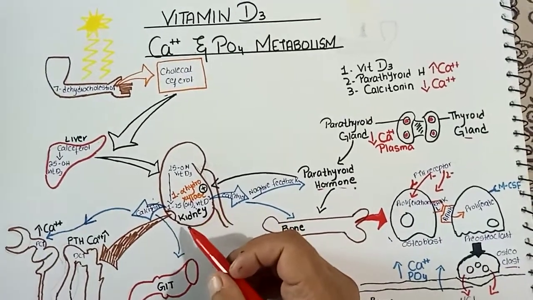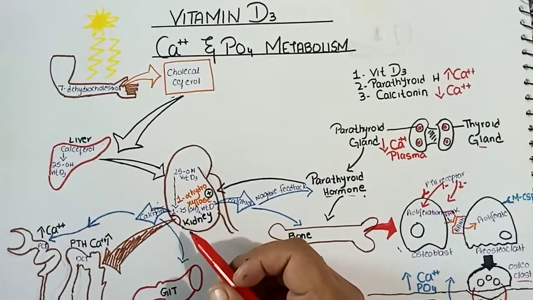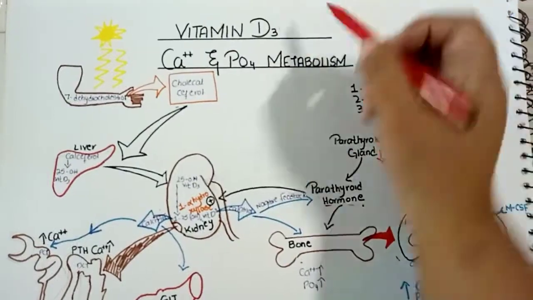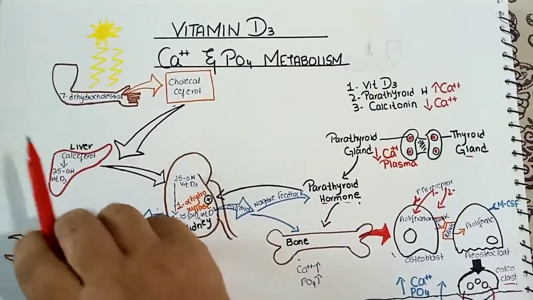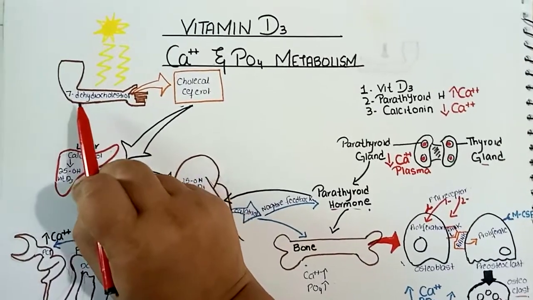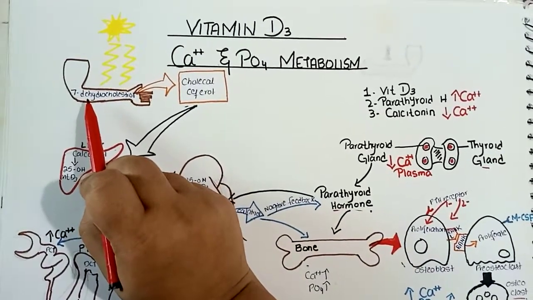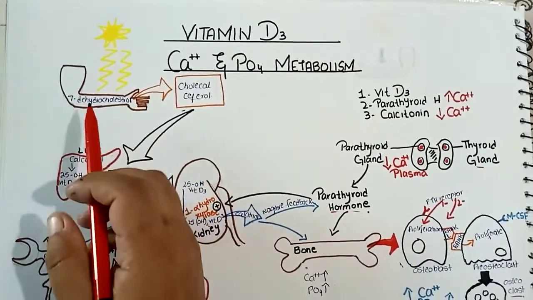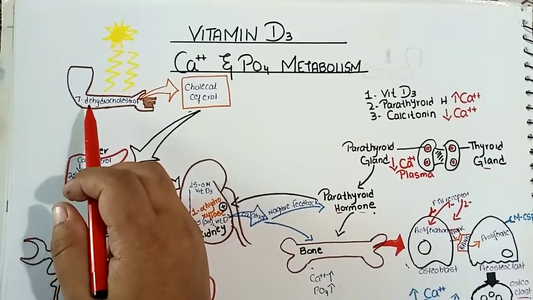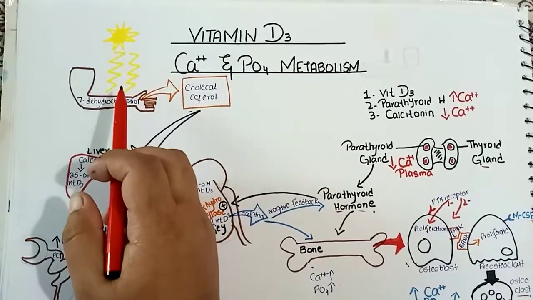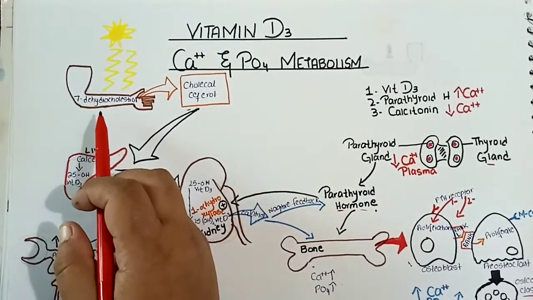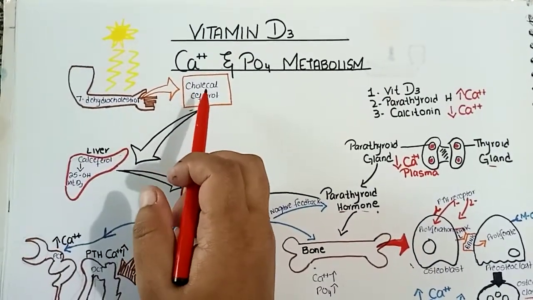But first I will explain how the synthesis of vitamin D3 occurs. The synthesis of vitamin D3 starts within the skin, because within our skin is the presence of the chemical known as dihydrocholesterol, and as the sun rays hit the skin, this chemical got converted into the cholecalciferol.